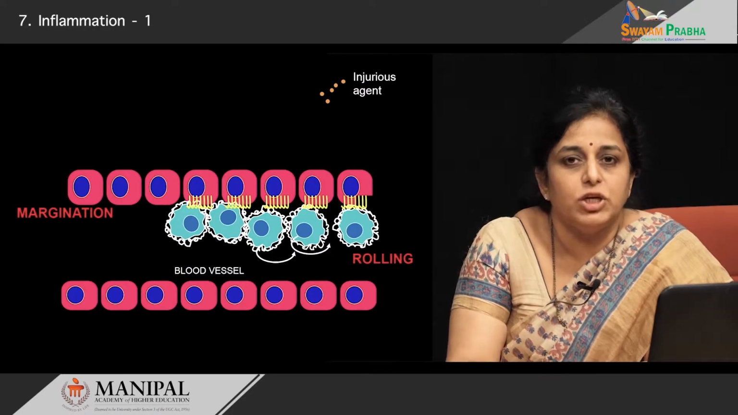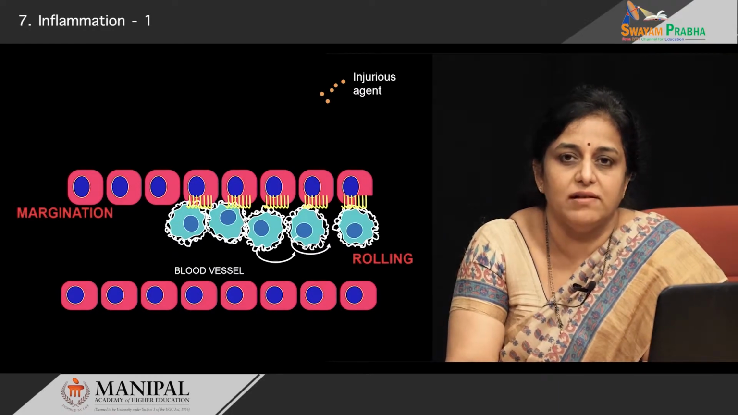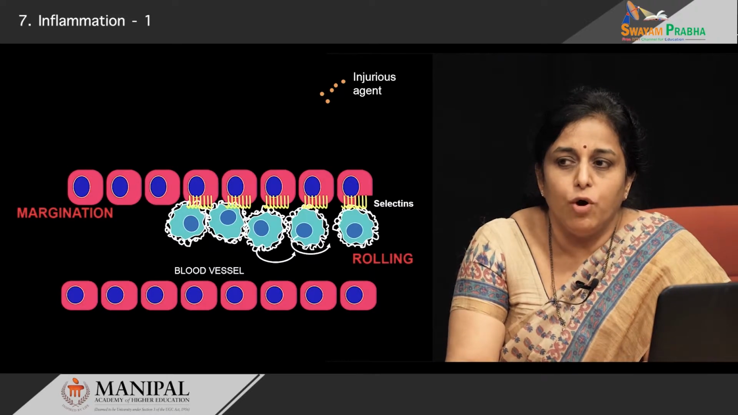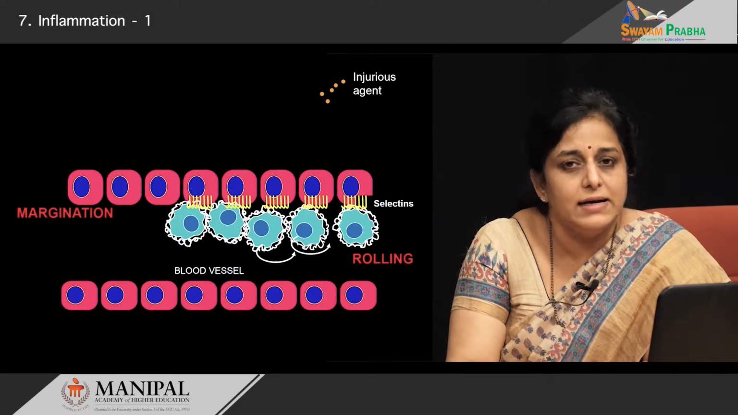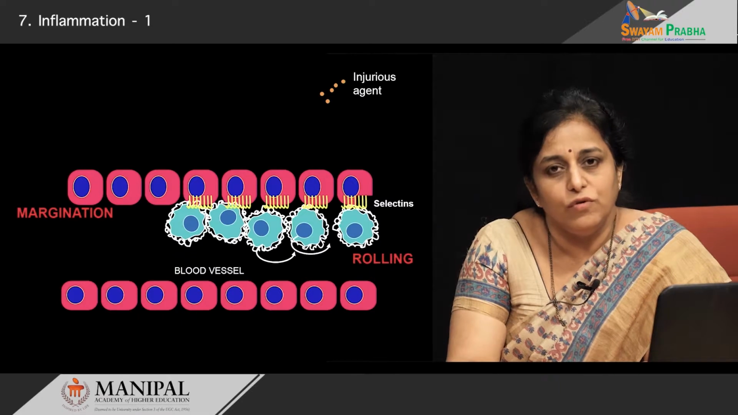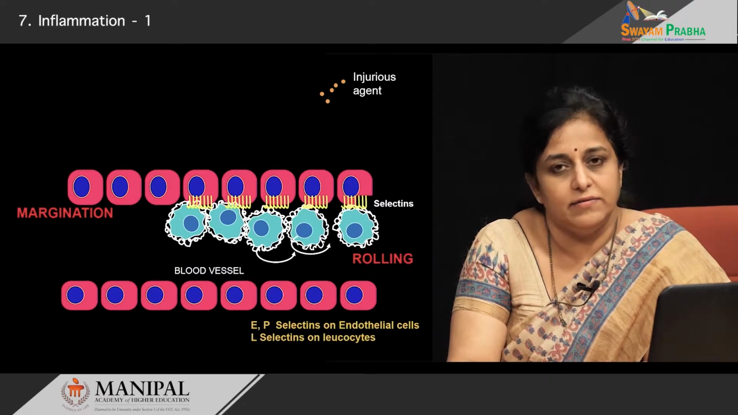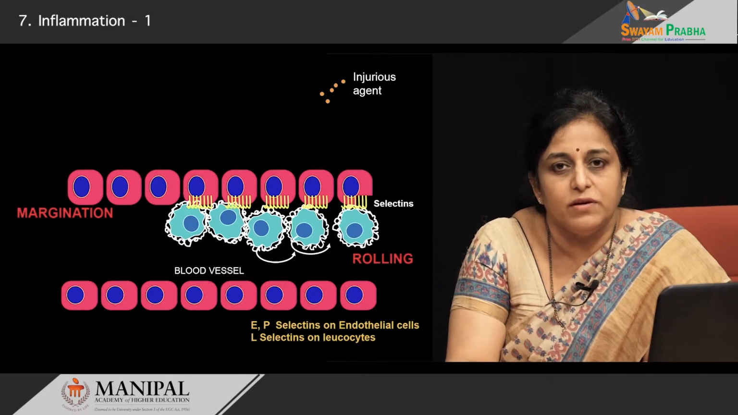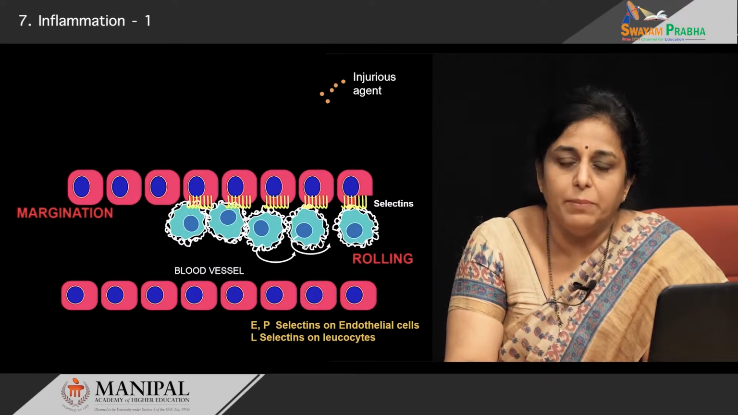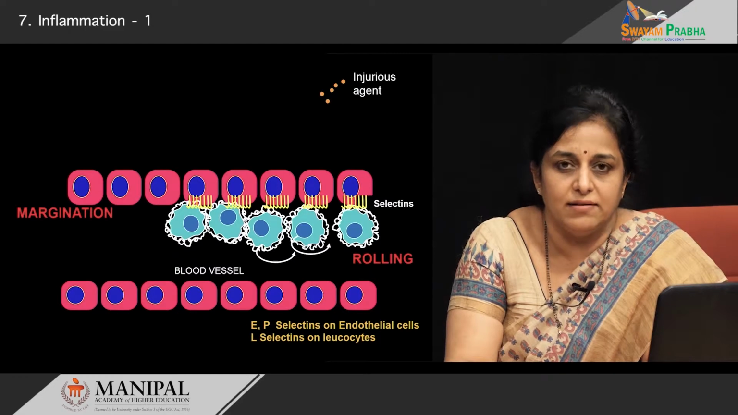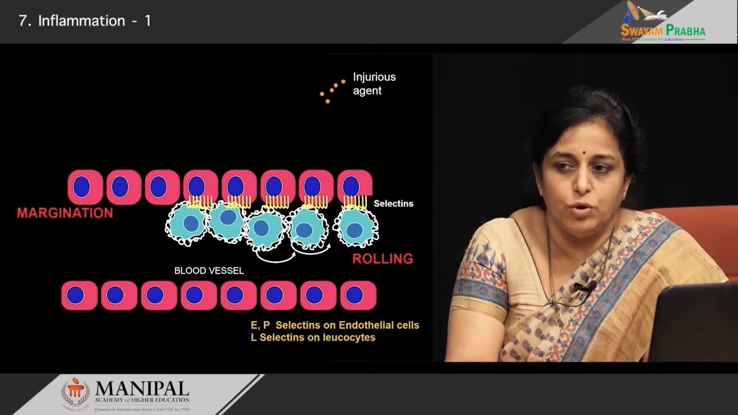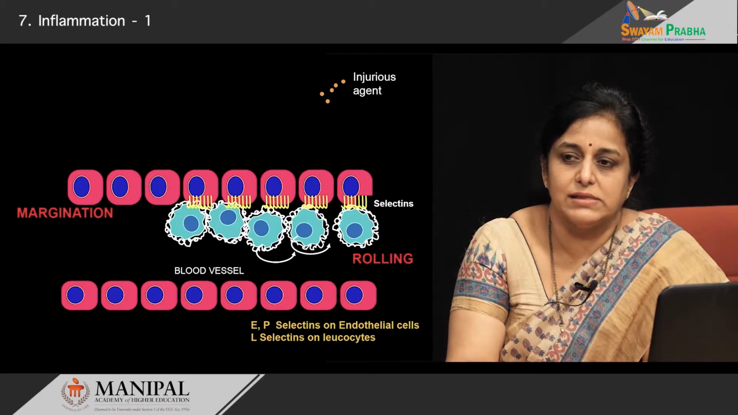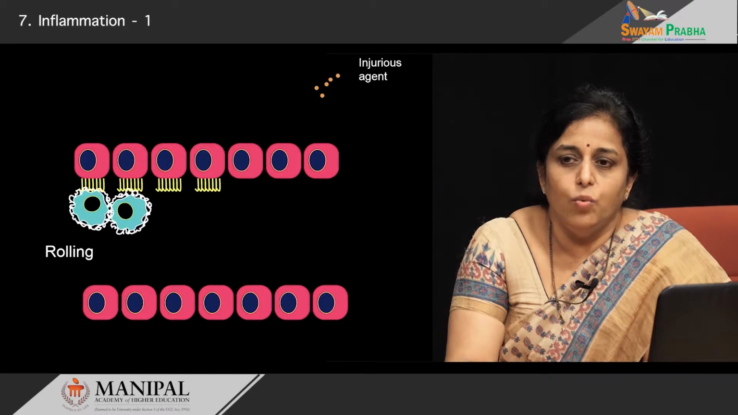So, what are these adhesion molecules that are present on endothelial cells and leukocytes? The adhesion molecules on the endothelial cells are selectins. Likewise, those on leukocytes are also selectins, but the ones present on endothelial cells are the E and P selectins, while those present on leukocytes are L selectins. So, these are complementary to each other, they bind to each other, resulting in rolling of the leukocytes over the endothelial cells.